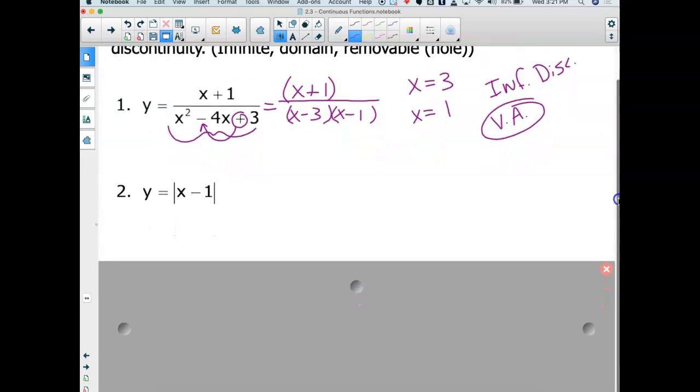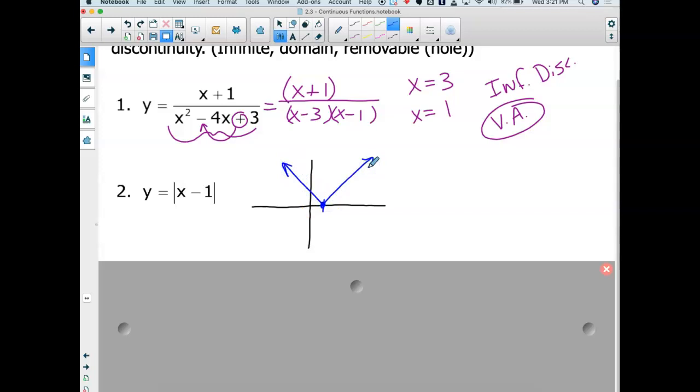Is this... oh, I forget. Oh yeah, absolute values look like V's. So what could I do here? Well, I could make myself a sketch and remember my translation rules. At negative 1, that shifts my vertex over here at 1. And I got a V, and I got a V. I need arrows. There's my graph.